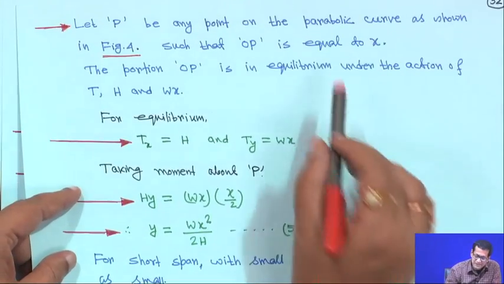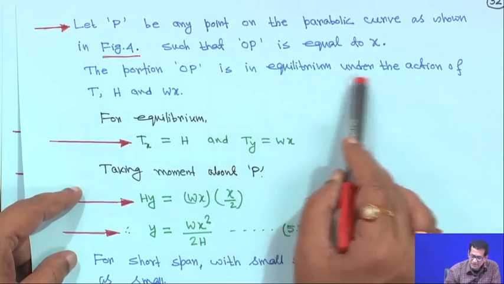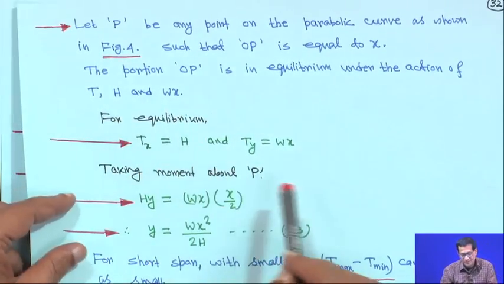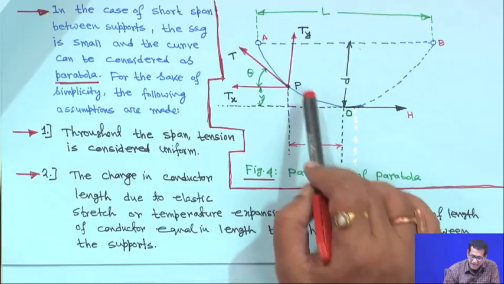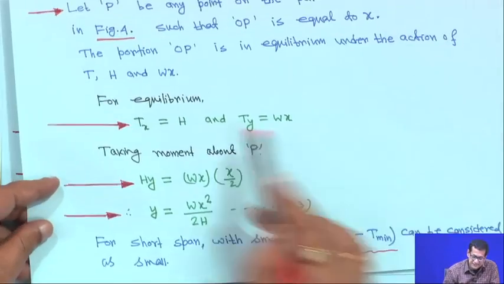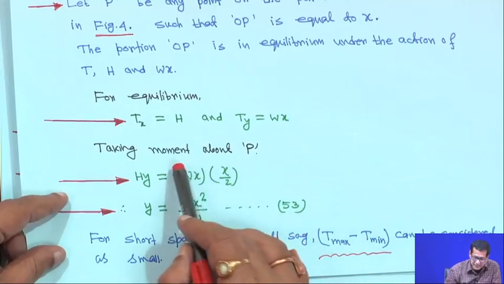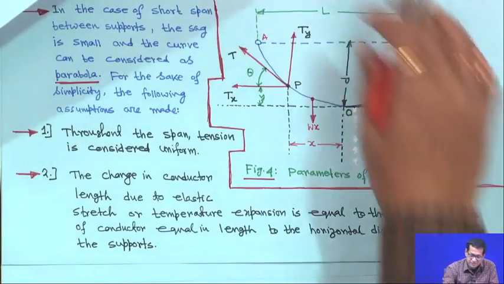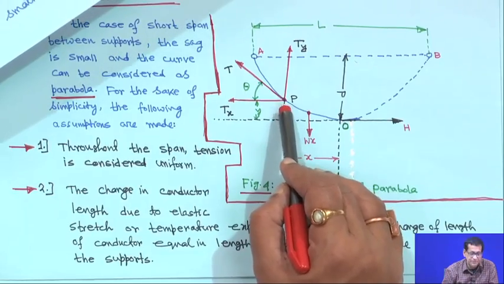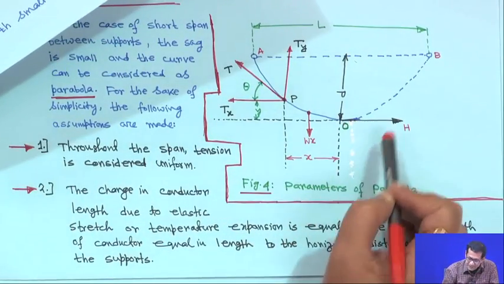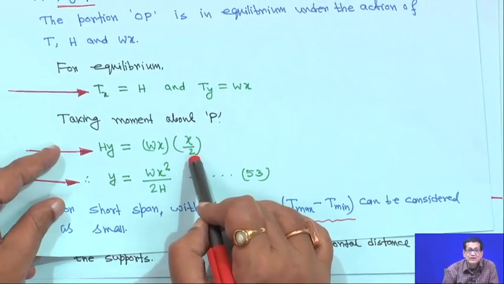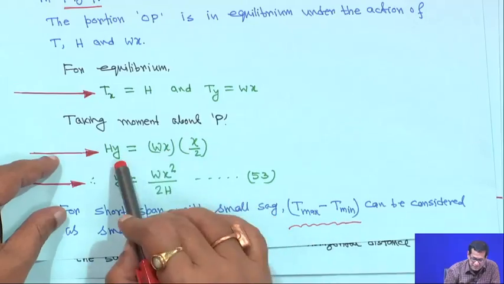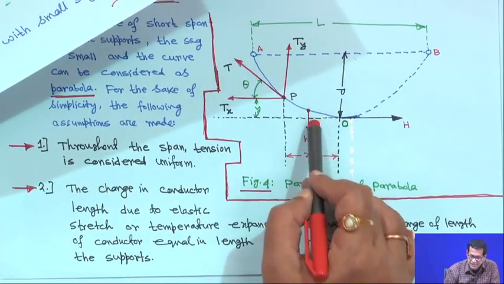That is why O P is equal to x, and the portion O P is in equilibrium under the action of T h and W x. For equilibrium, T x is equal to h, the horizontal one, and T y is equal to W x. Now taking moment about point P: h into y, and w x into x by 2, because it is the midpoint. So h y is equal to w x into x by 2.